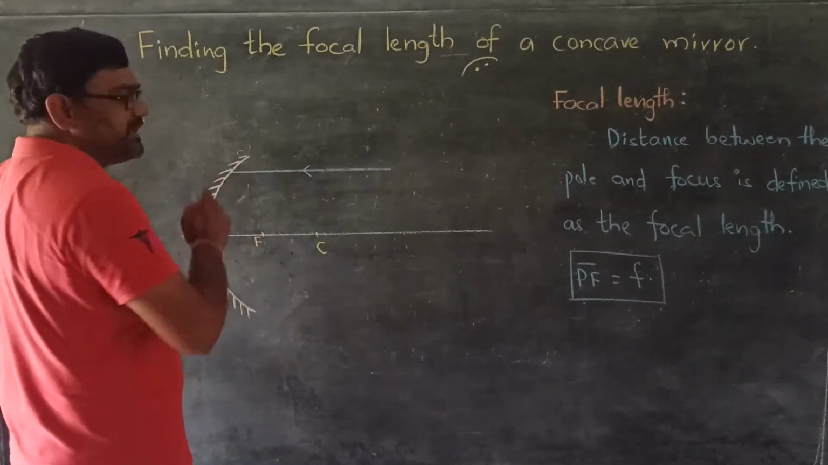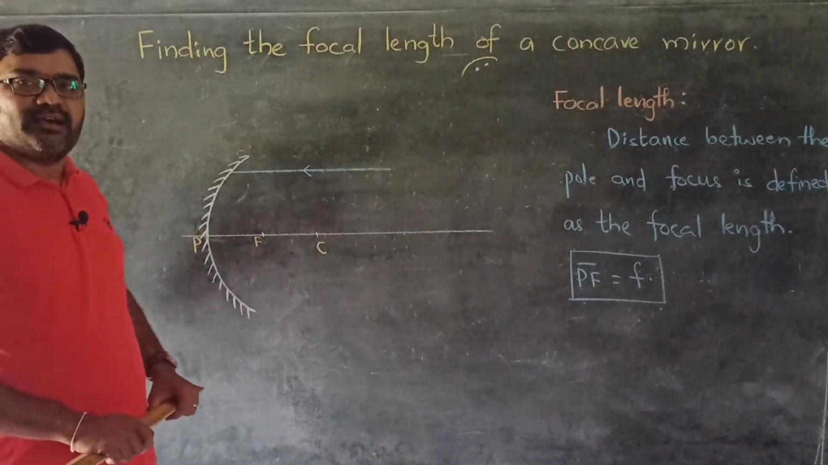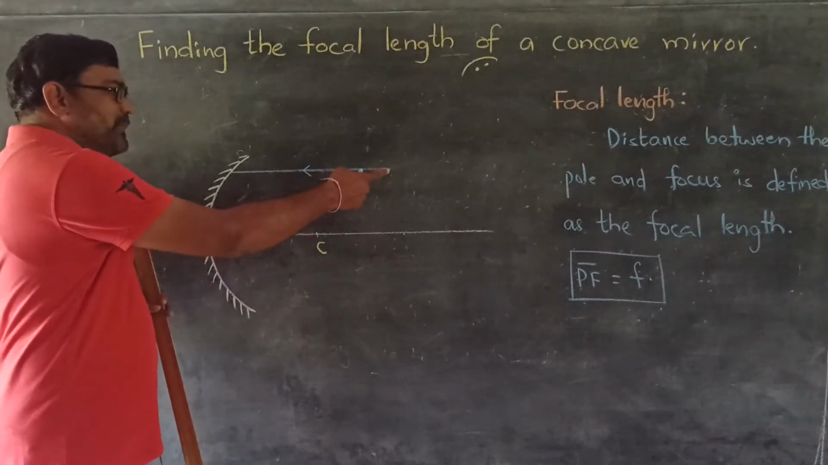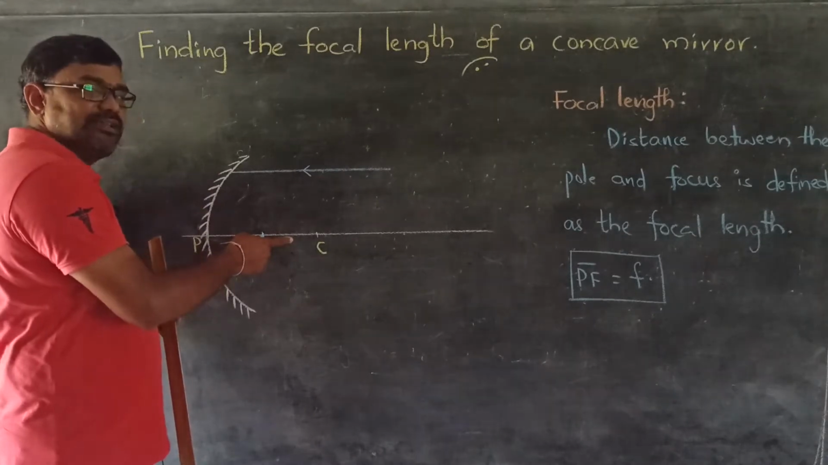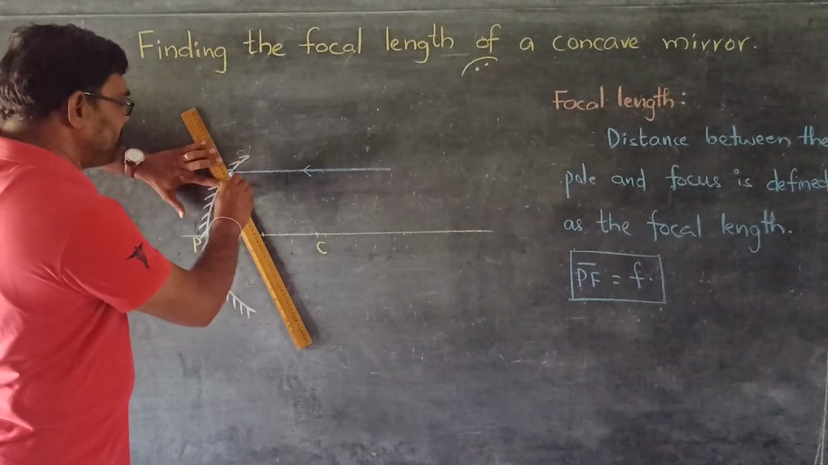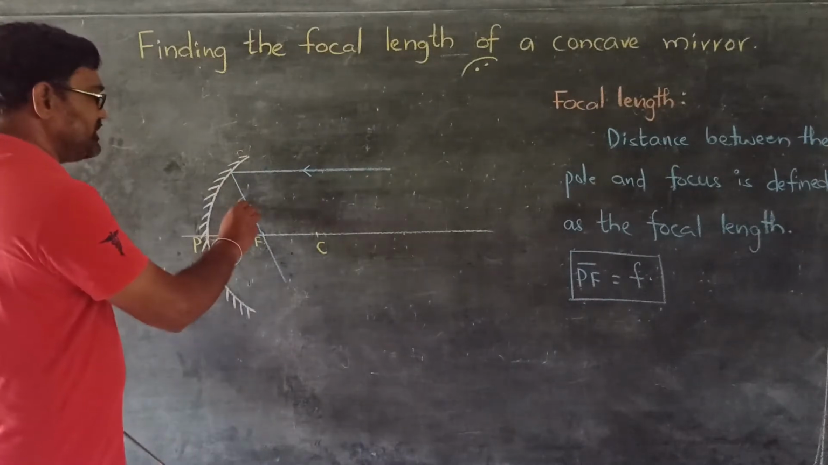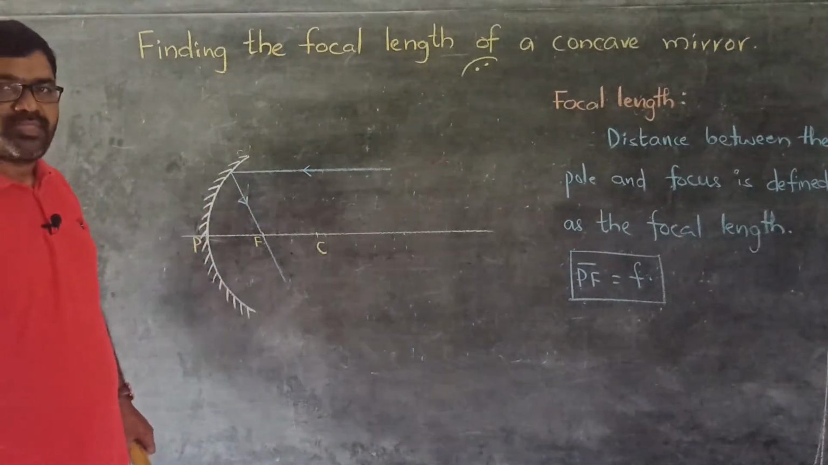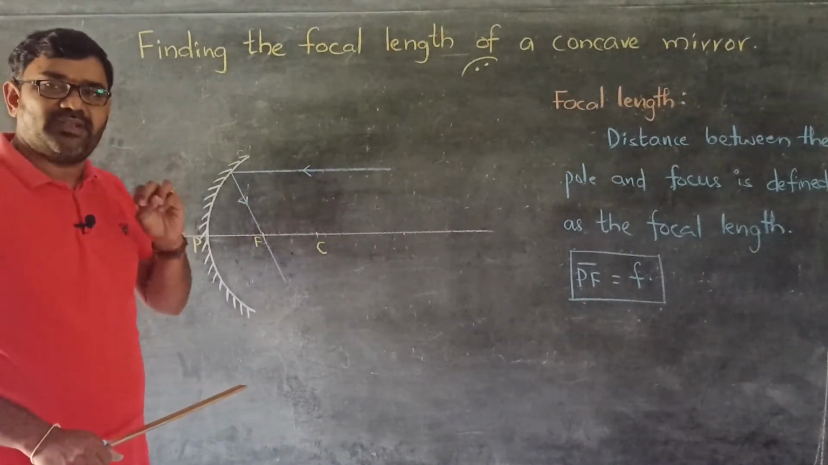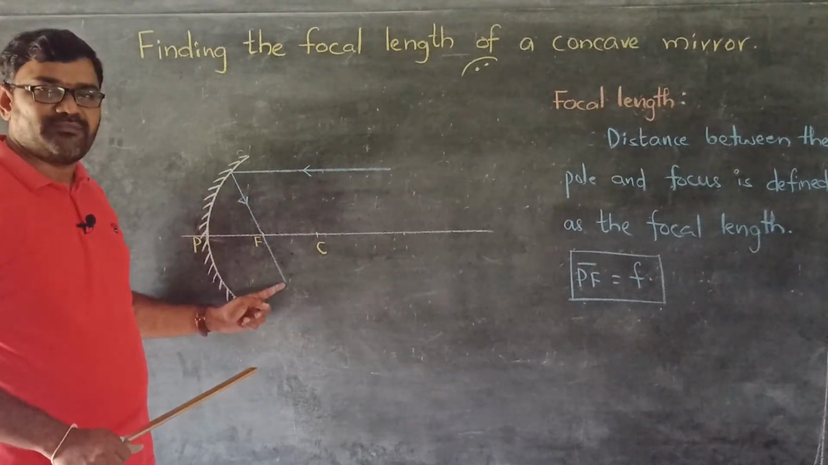So this is the incident ray. And we have learned some rules regarding the reflection of concave mirror. So the light ray incident parallel to the principal axis will pass through focus after reflection. So let us draw the reflected ray like this. This is what we call the reflected ray. In order to get the image, we need minimum 2 reflected rays. So here one reflected ray is there. Let us try to draw another reflected ray.